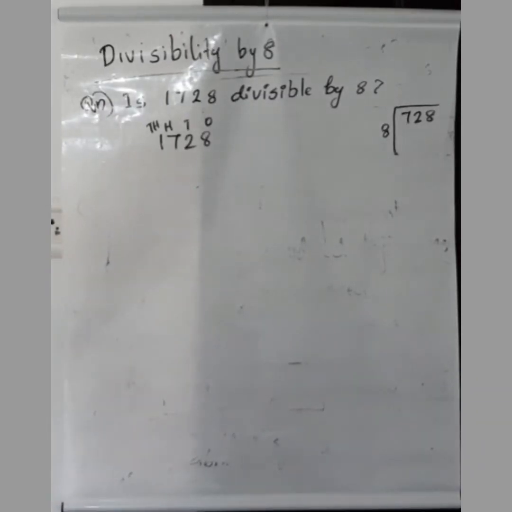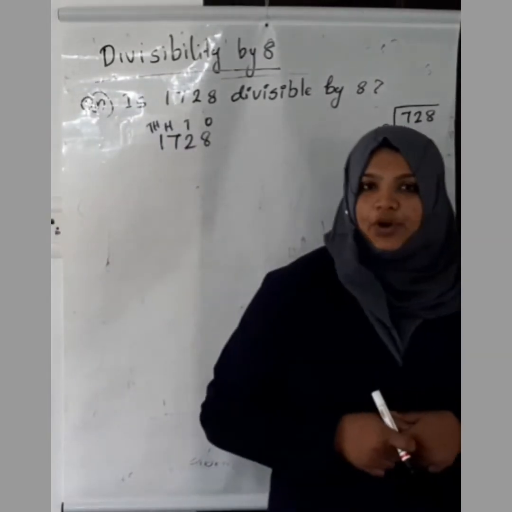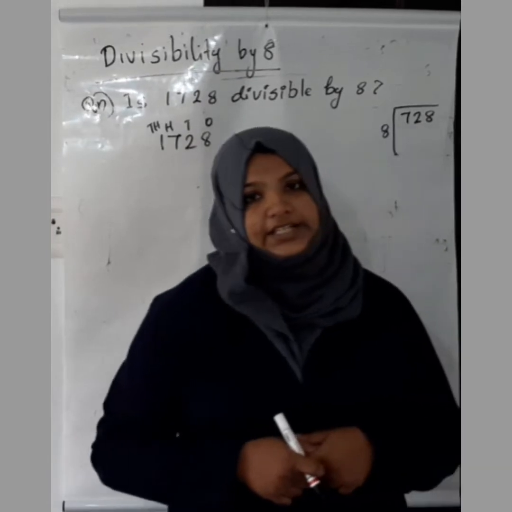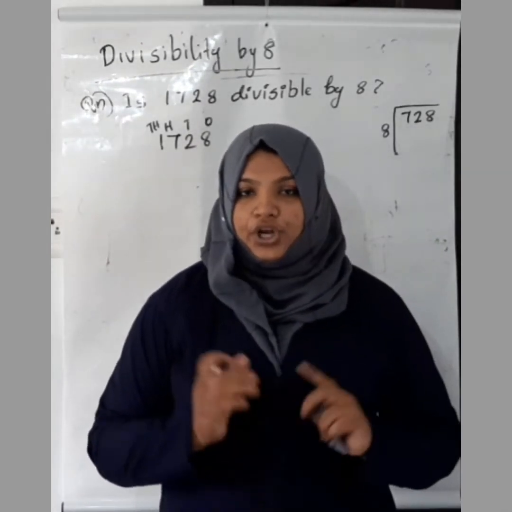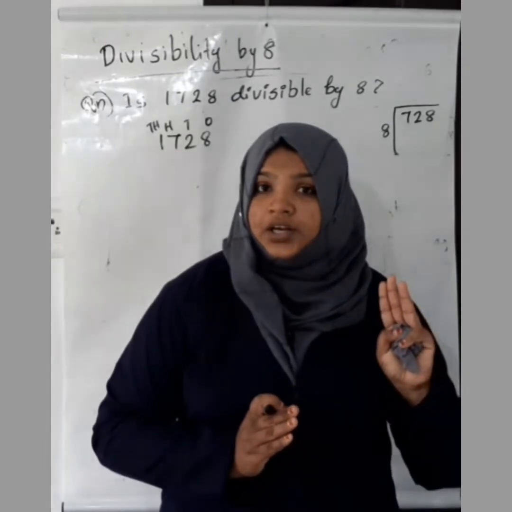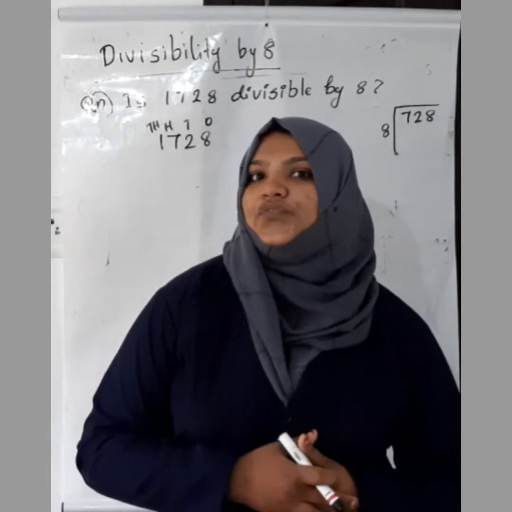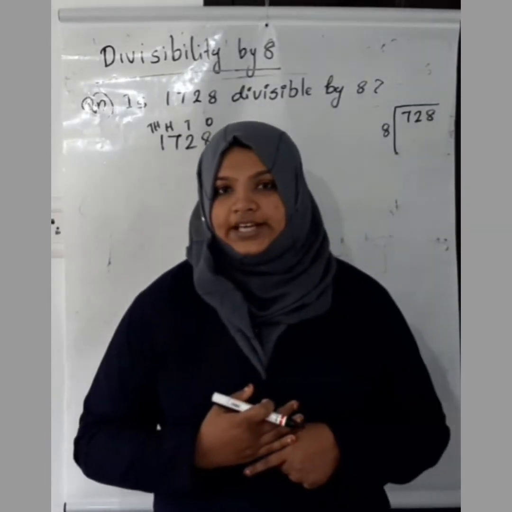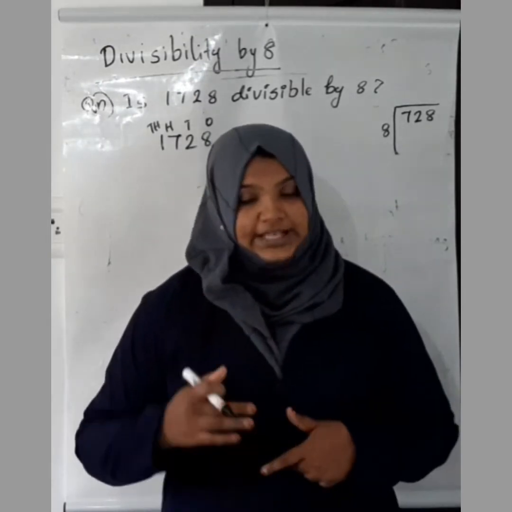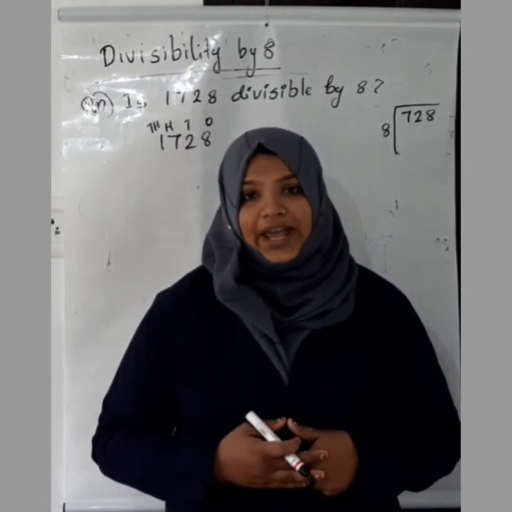Let us revise the multiplication table of 8. 1 into 8, 8. 2 into 8, 16. 3 into 8, 24. 4 into 8, 32. 5 into 8, 40. 6 into 8, 48. 7 into 8, 56. 8 into 8, 64. 9 into 8, 72 and 10 into 8, 80.